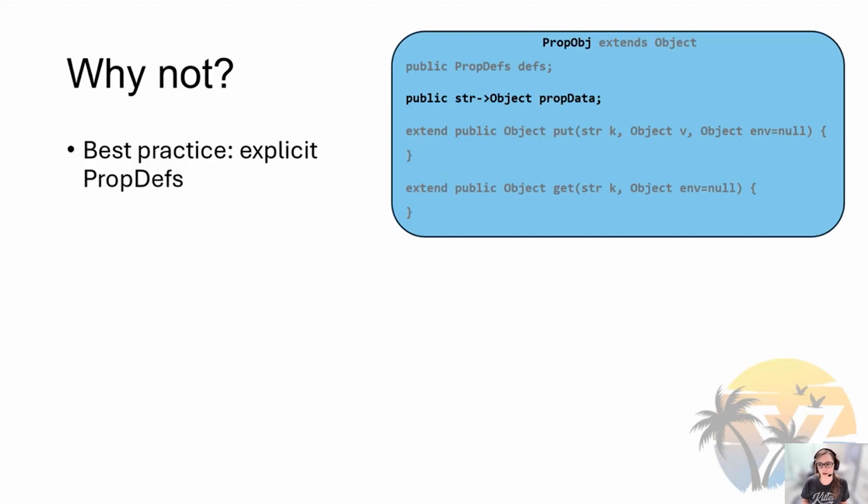So why not? Basically, prop data is just a lump of miscellaneous info. You're going to eventually lose control over it if you start using it a lot. And when it gets large enough, you're going to lose meaningful information about it.